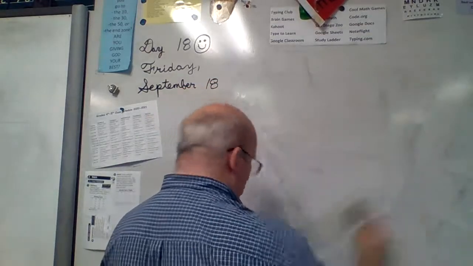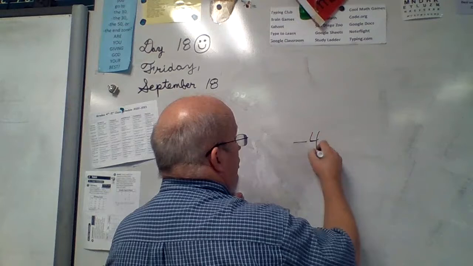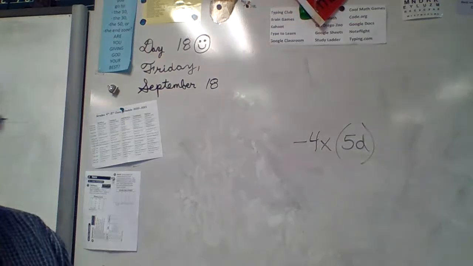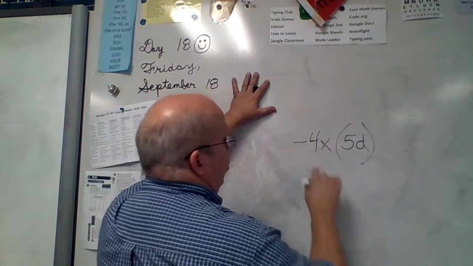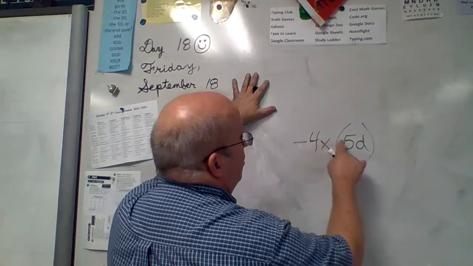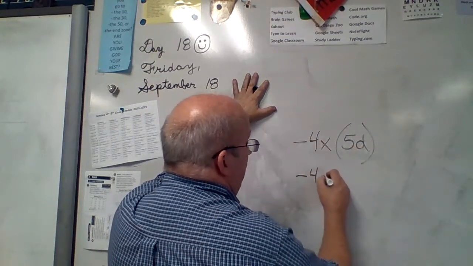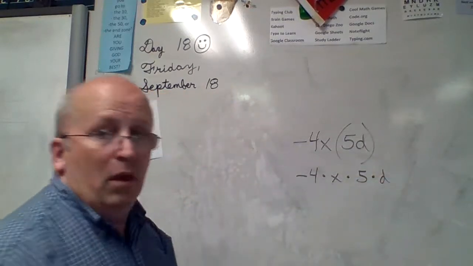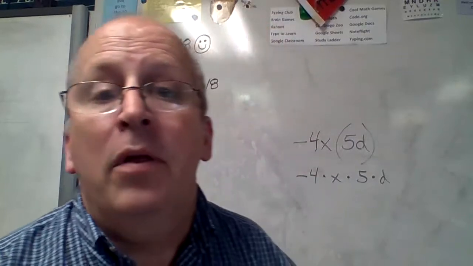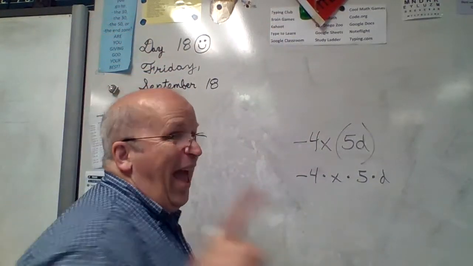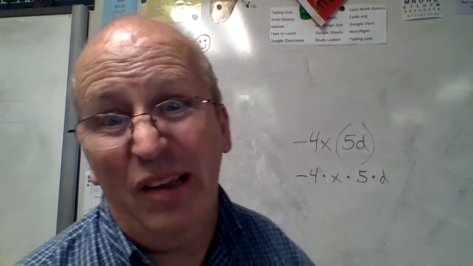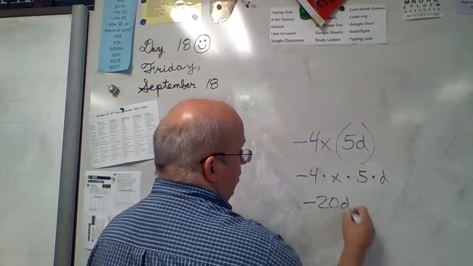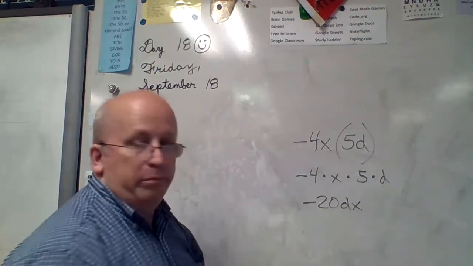Also, what about those ones that have variables in them? Do you remember how to do those? If I wrote on the board negative 4x times the quantity of 5d, what would you do with that? Negative 4 times x times 5 times d, right? So we can think about this as a spread out version of multiplication. And what I told you to do was to deal with the numbers first, then the variables, and put the variables in order alphabetically. So, negative 4 times 5, negative 20, times the d, times the x. Done.